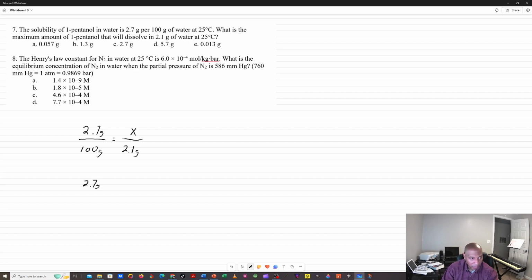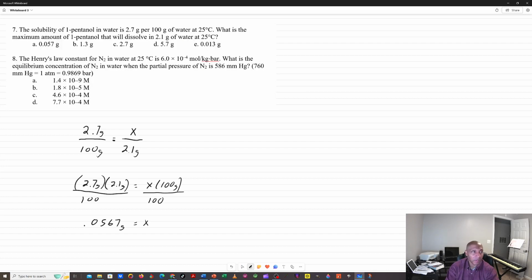I'm going to say 2.7 grams times 2.1 grams is equal to X times 100 grams. Of course, I'm going to divide both sides by 100 because I want X by itself in the numerator. So 2.7 times 2.1 divided by 100 is going to give me 0.0567 grams is equal to X.